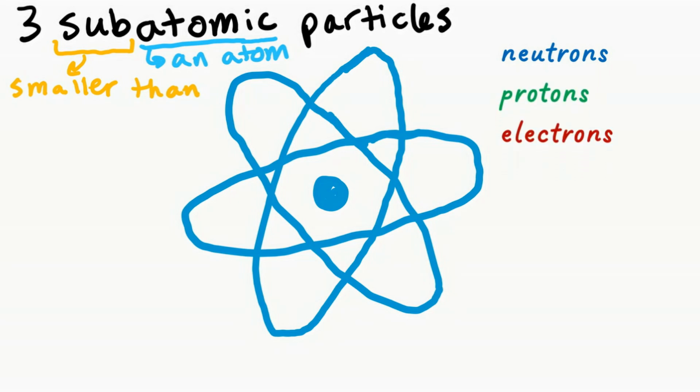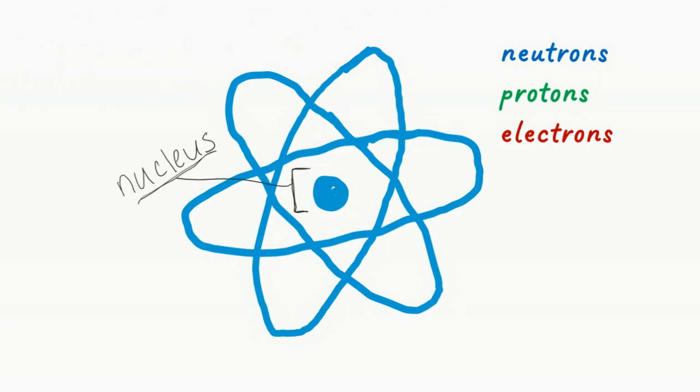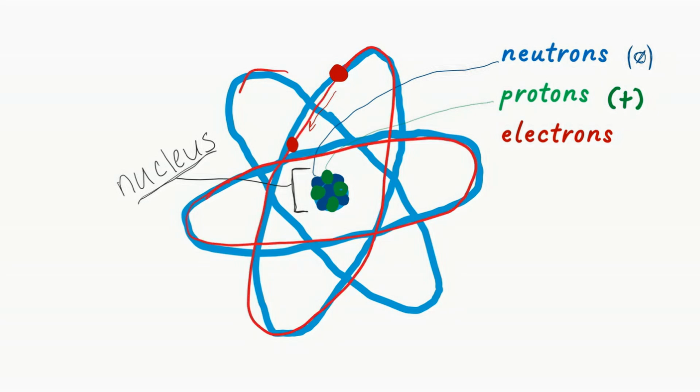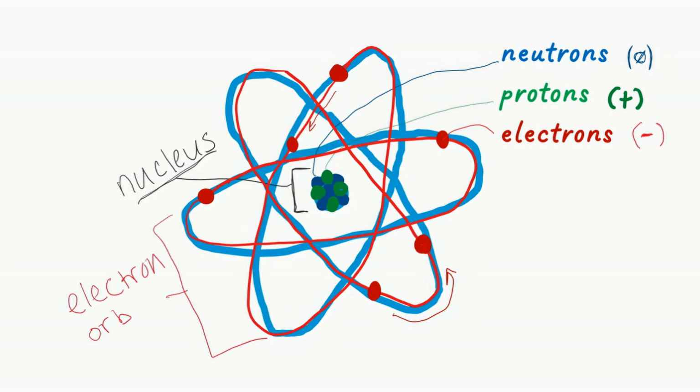Now, in the very center of every atom is a nucleus, which is made up of our neutrons and our protons. Protons being positively charged and neutrons being without a charge, which is why they're called neutral or neutrons. Now, around the nucleus of an atom are electron orbits. These electrons orbit, or go around in a circle, around the nucleus. And these guys, electrons, are negatively charged. We call these our electron orbits.